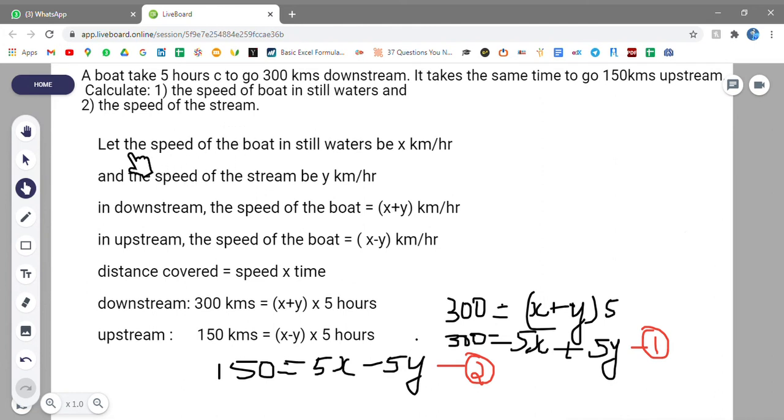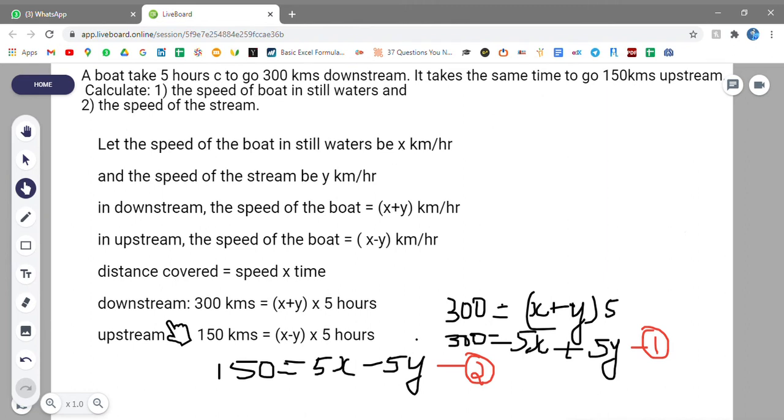Okay, so let the speed of the boat in still water be x kilometer per hour and the speed of the stream be y kilometer per hour. In downstream, that is along with the water, the boat is going to go at x plus y kilometer per hour, and in upstream the boat is going to go at x minus y kilometer per hour. Okay, then distance covered is equal to speed into time. This is the formula which you have to remember.